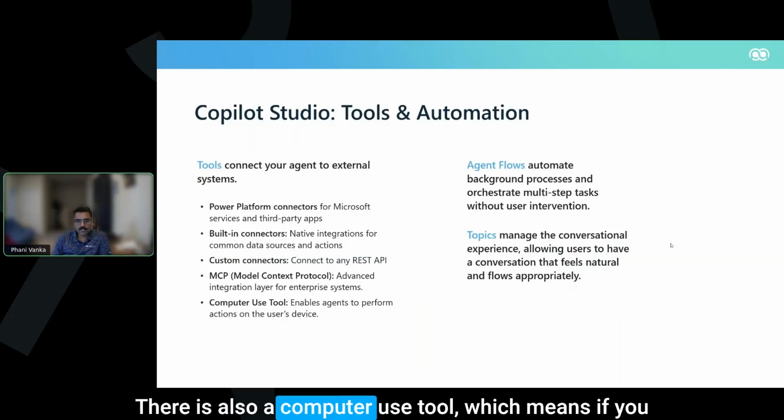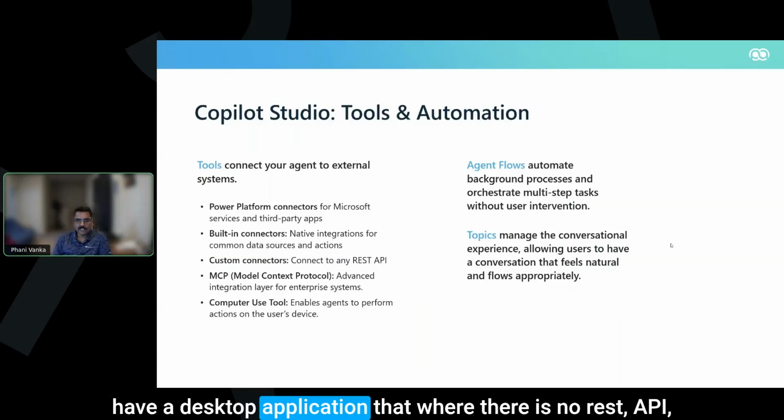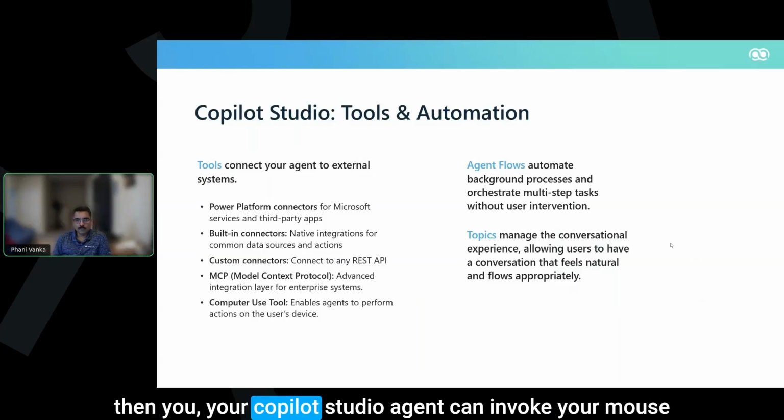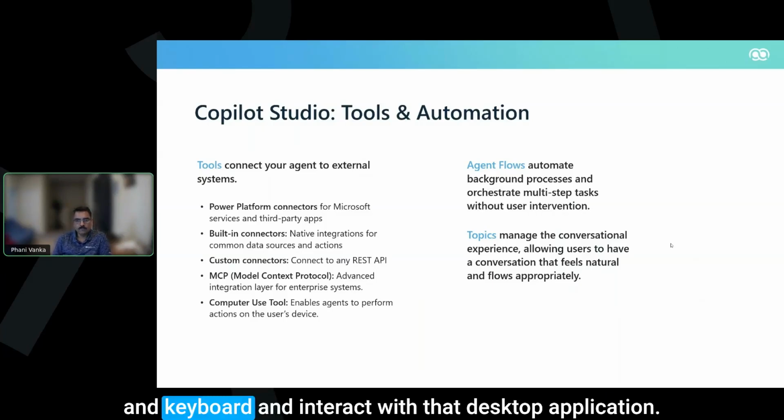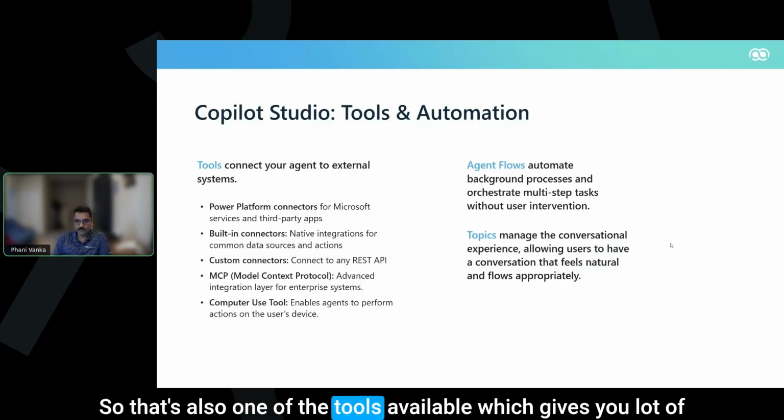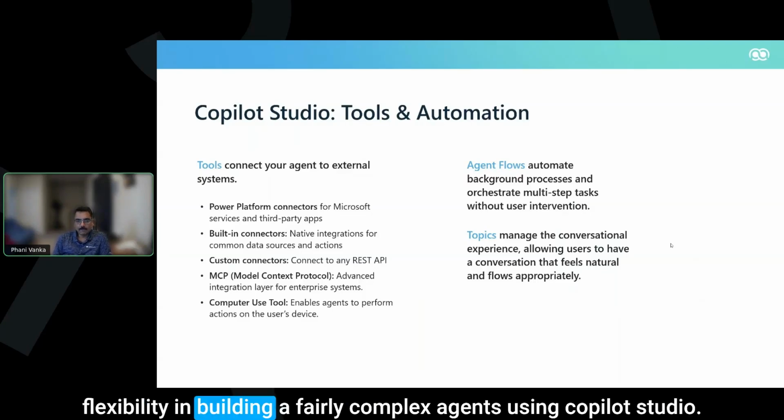There is also a computer use tool, which means if you have a desktop application where there is no REST API, then your Copilot Studio agent can use the mouse and keyboard and interact with that desktop application. So that's also one of the tools available, which gives you a lot of flexibility in building fairly complex agents using Copilot Studio.